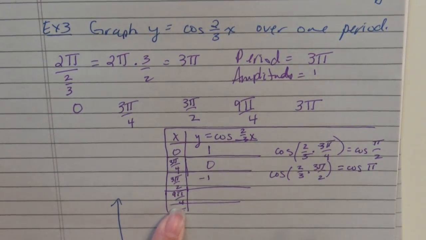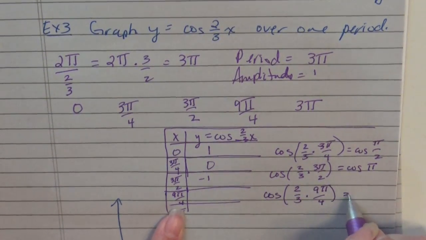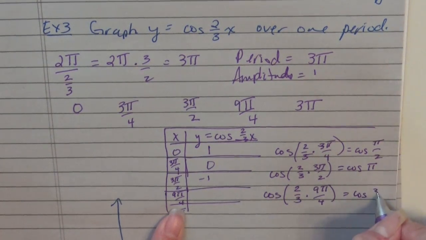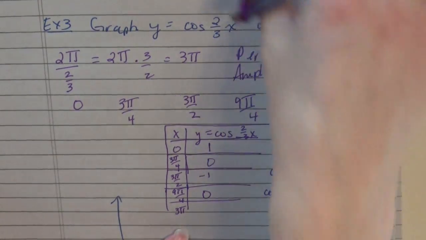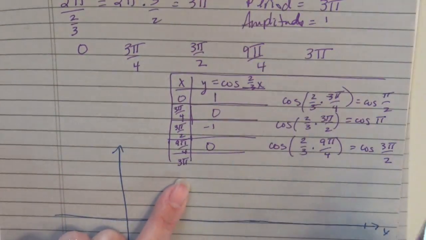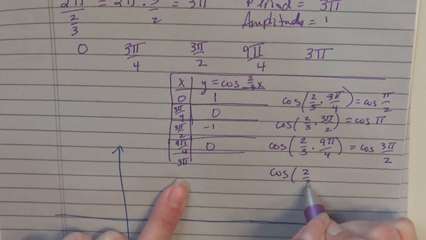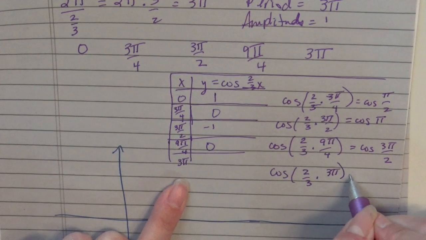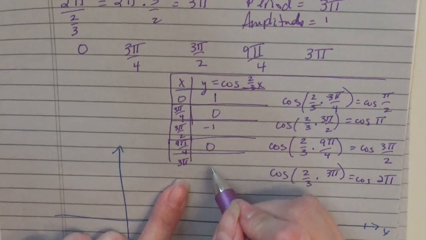Alright, now we put in 9 pi over 4. So cosine of 2/3 times 9 pi over 4. That's going to be cosine of 3 pi over 2. Cosine of 3 pi over 2, that's just another quadrantal, that is 0. And then finally, we put 3 pi in place of x, so we'll have cosine of 2/3 times 3 pi. That's going to be cosine of 2 pi. And we know cosine of 2 pi is 1.